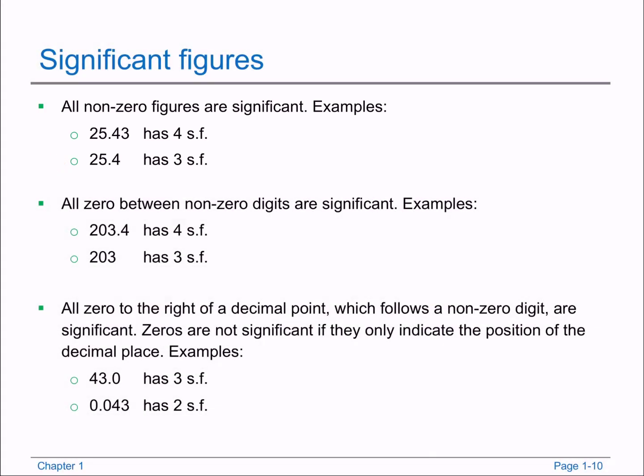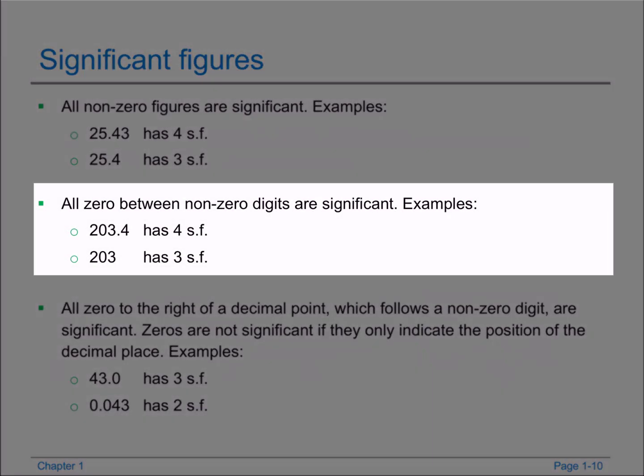The second rule is that all zeros between non-zero digits are significant. So for example here, 203.4, the 0 in between 2 and 3 is significant. So altogether, this number carries 4 significant figures, namely 2, 0, 3, and 4.